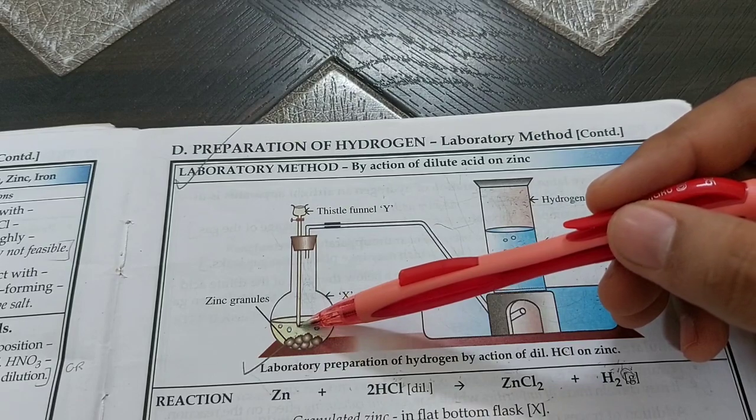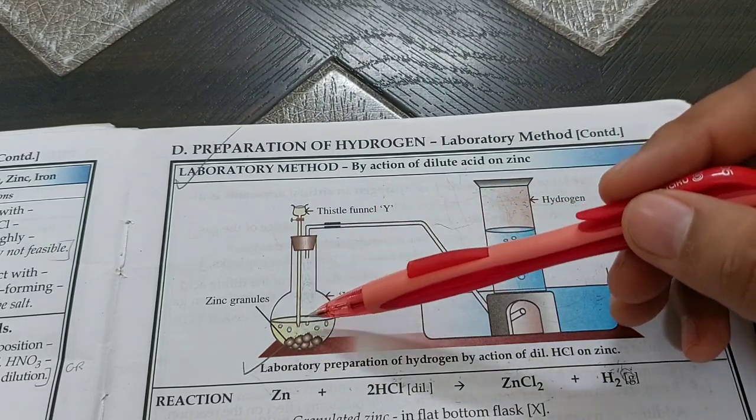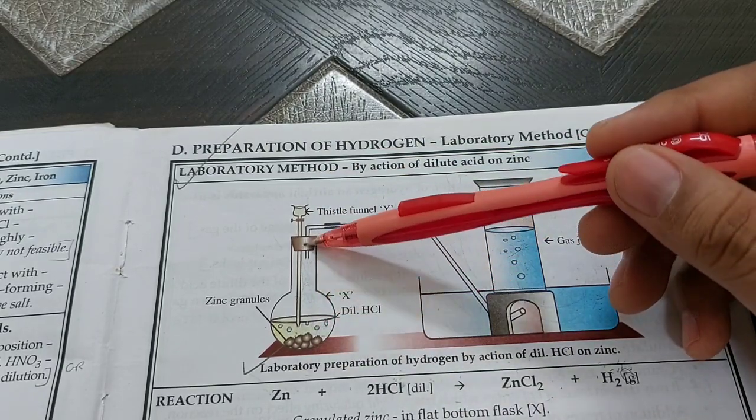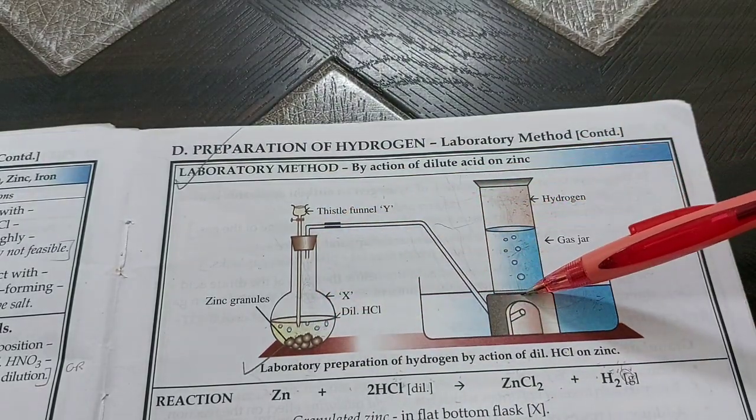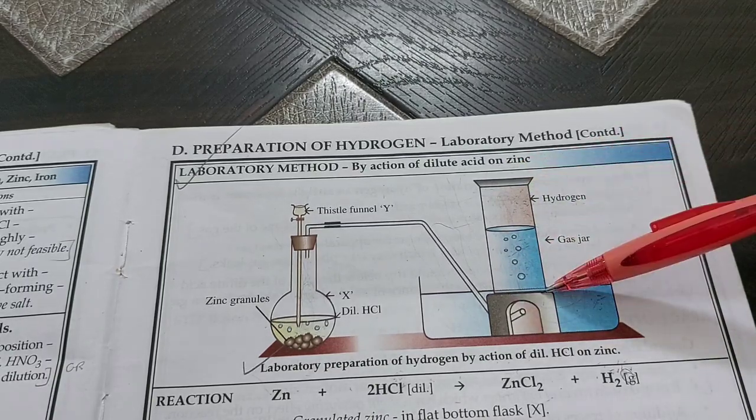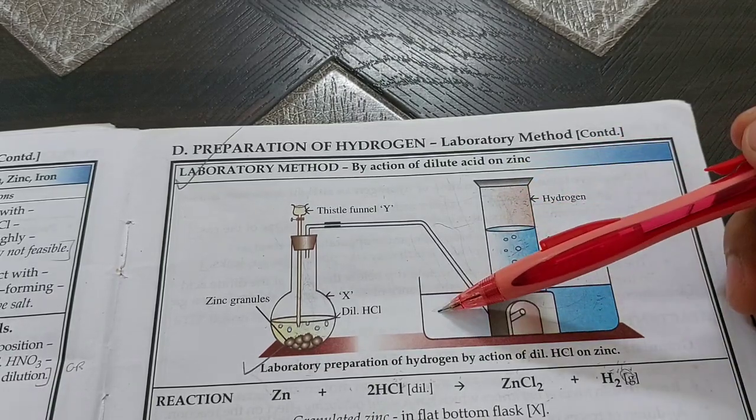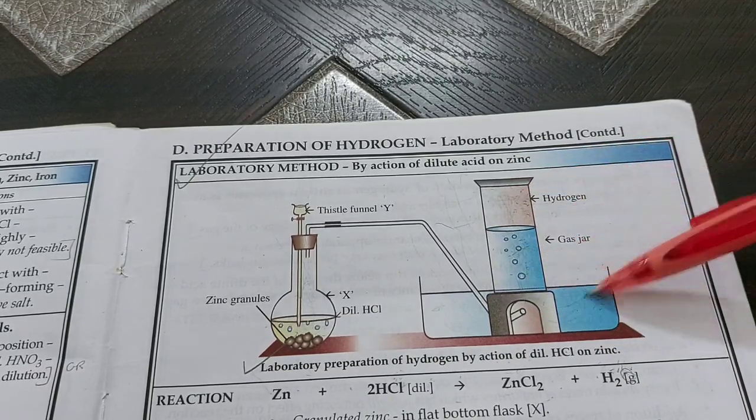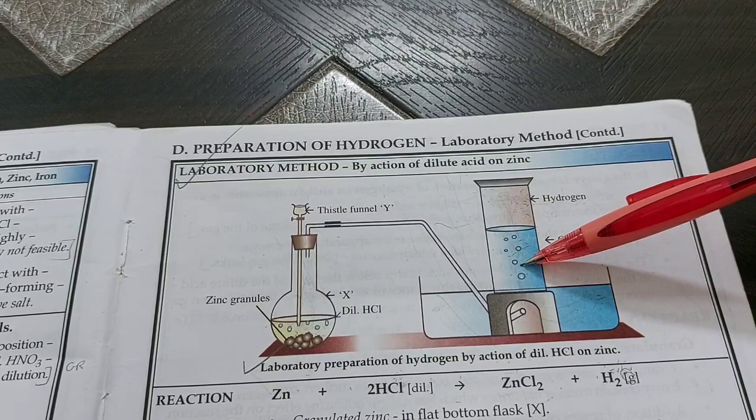Make sure that the tip of the funnel is submerged in the solution so that the hydrogen release does not escape through the Thistle funnel. We want the hydrogen to escape through the delivery tube, and we collect it by downward displacement of water. Initially, this inverted jar was filled with water, just like the beaker is. But as the bubbles of hydrogen are getting collected on top, it's pushing the water down and out into the beaker. This is called downward displacement of water.